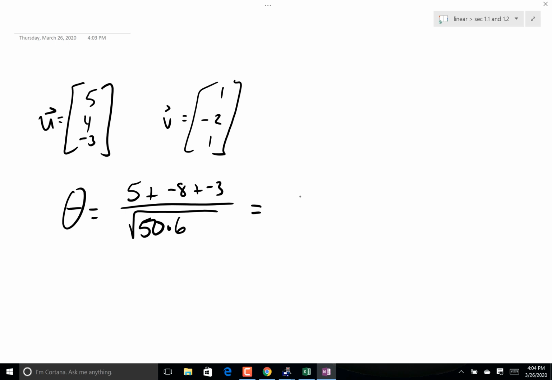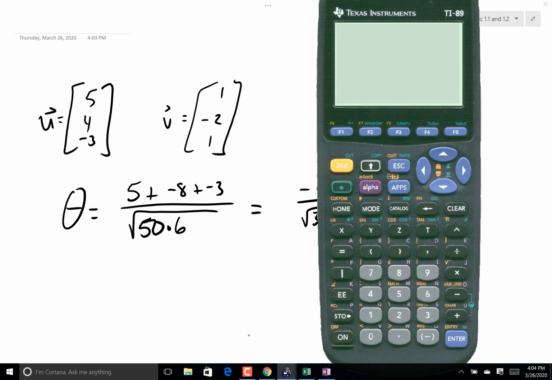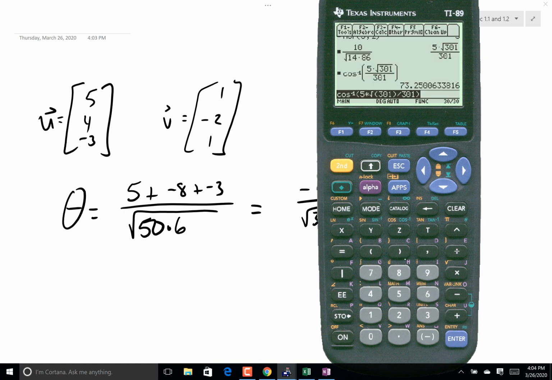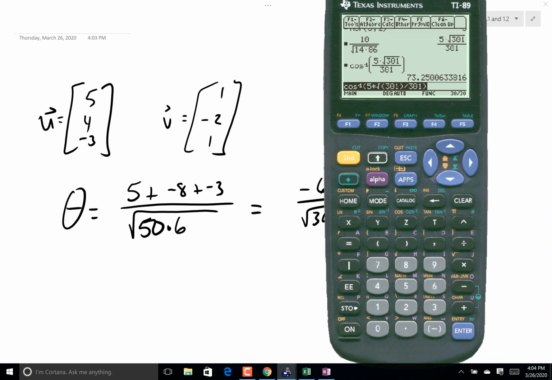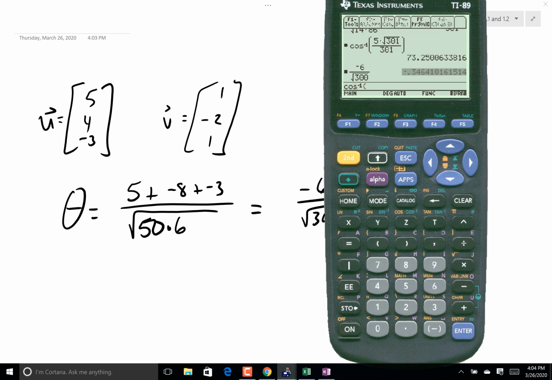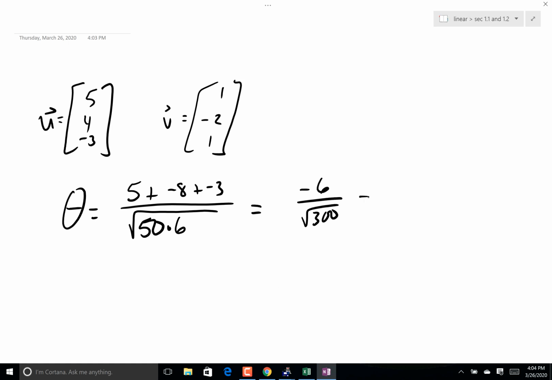And so this comes out to be, I think, that's 3,000. Yes, now let's take the inverse cos. 110 degrees. Hey, does that make sense? It surely does, sir. Why?